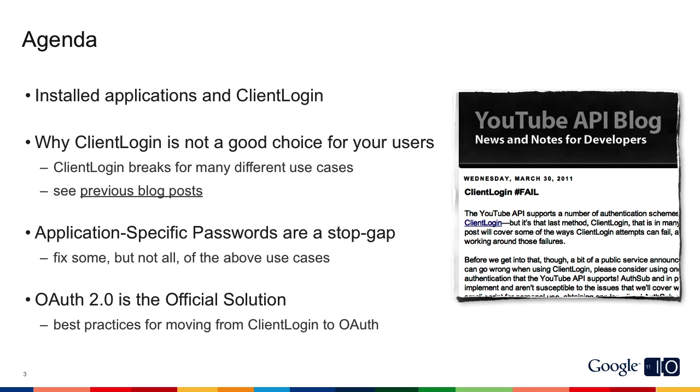I'm going to briefly talk a little bit about application-specific passwords, which are sort of a stopgap for applications that can't move away from ClientLogin. But most of the time, I'm going to talk about OAuth, OAuth 2 in particular, and how it can be used for installed applications. And I expect to be talking about 45 minutes or so, leaving time for questions at the end.